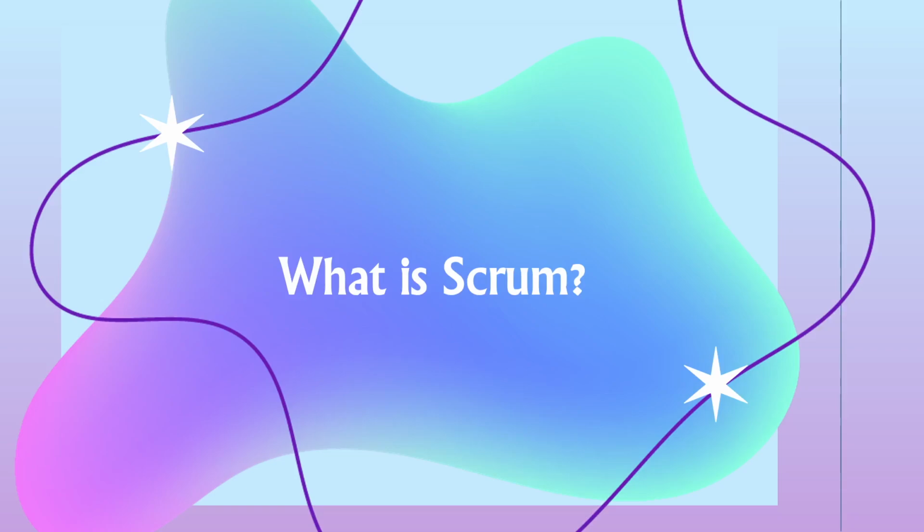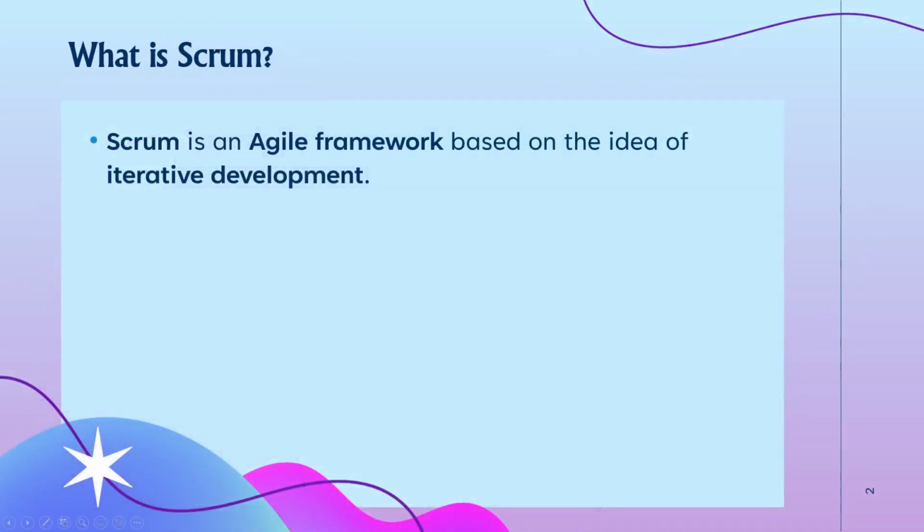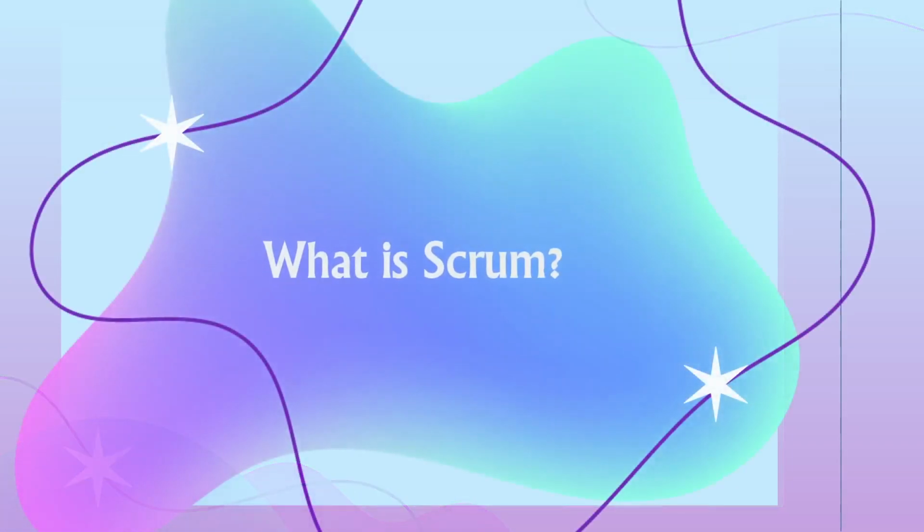Now, to begin, we have to talk about what Scrum is. By definition, if I can get the PowerPoint to advance, Scrum is an agile framework based on the idea of iterative development. Let's take a pause there. What is agile? We really have to explore that in order to understand what Scrum is.